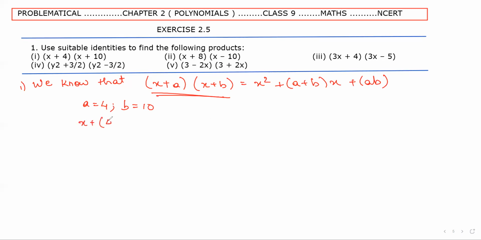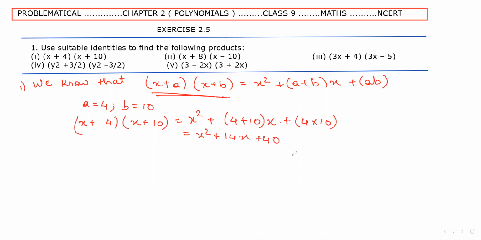x plus 4 into x plus 10 is equals to, in place of x you have as it is, plus in place of a, 4 plus 10 into x plus 4 into 10. This is x squared plus 14x plus 40. And that's your final answer. All you have to do is multiply them, but you have to use a suitable identity. You cannot directly multiply it term by term.